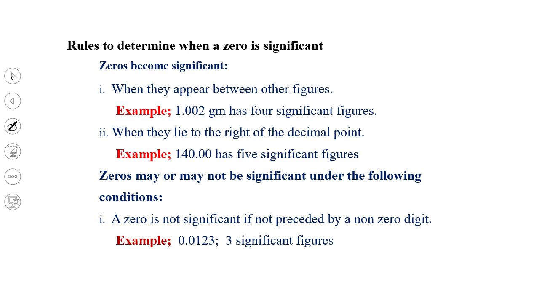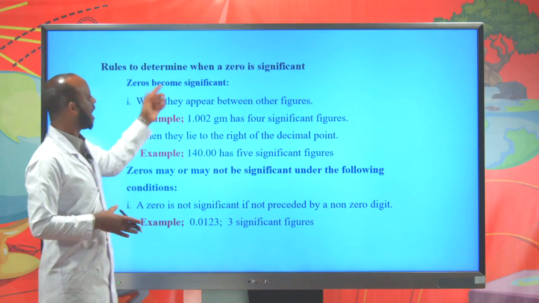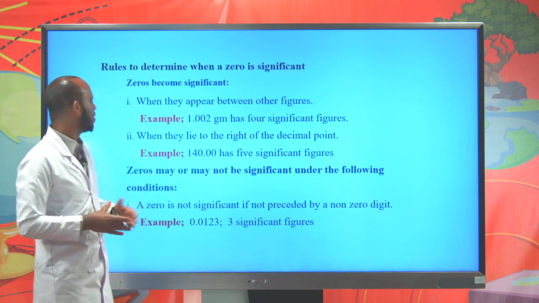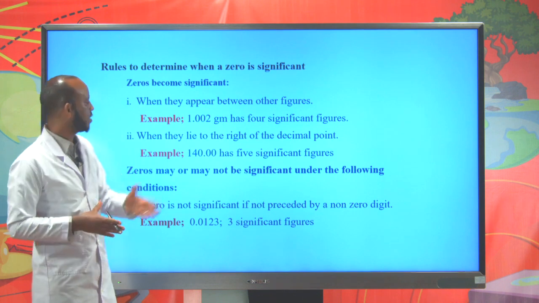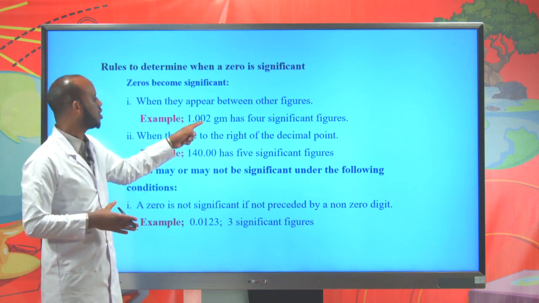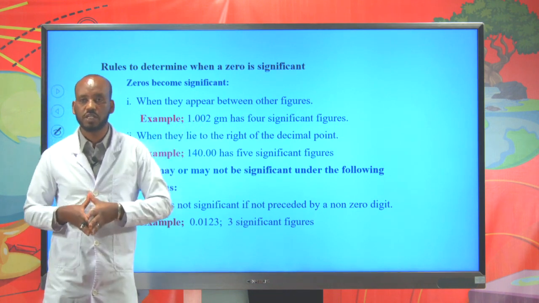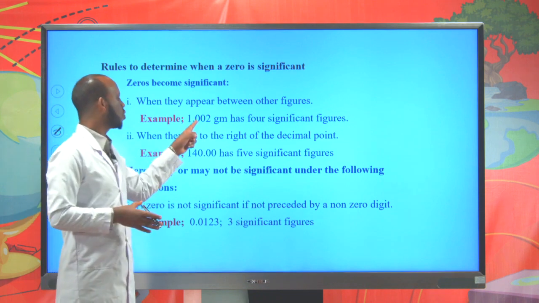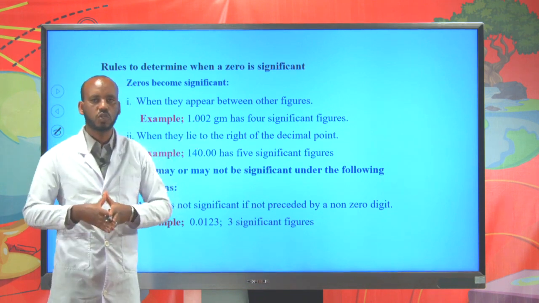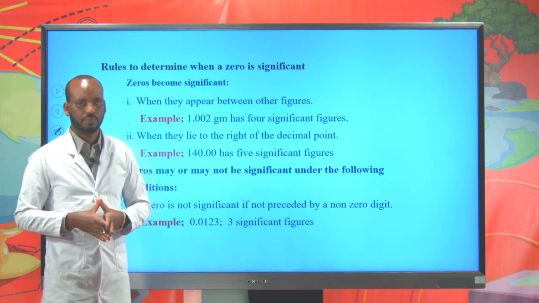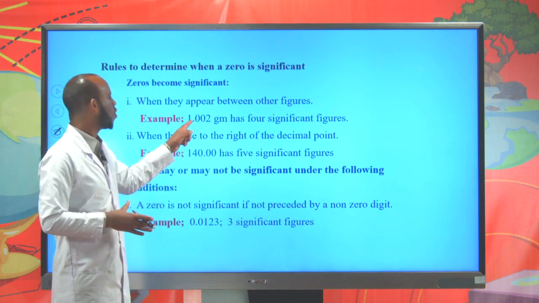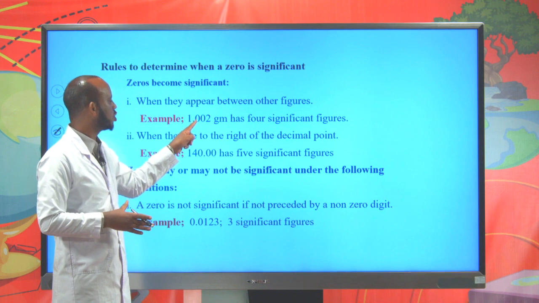Rules to determine when a zero is significant. Zeros become significant, 1, when they appear between other figures. For example, 1.002 gram has 4 significant figures. These 2 zeros are significant because they appear between non-zero digits. This number has 4 significant figures: 1, 2, 3, 4.